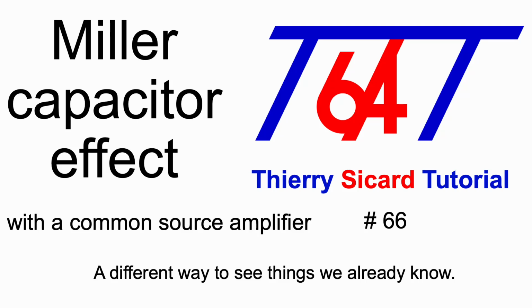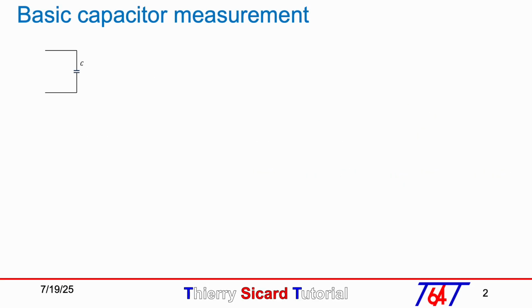Hello everyone, in this TerraSeeker tutorial number 66 we will review the Miller capacitor effect by plotting the sinusoidal voltage on both capacitor pins. To measure a capacitor, we can apply a source voltage Vc across its terminals and measure the current Ic. Since the impedance of the capacitor is 1 over jCω, the capacitive current is Ic equal Vc times jCω.